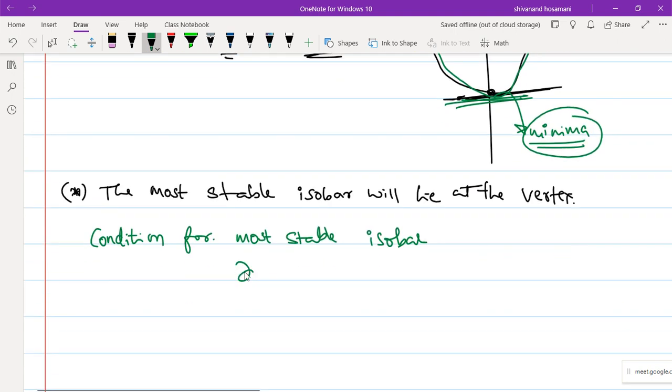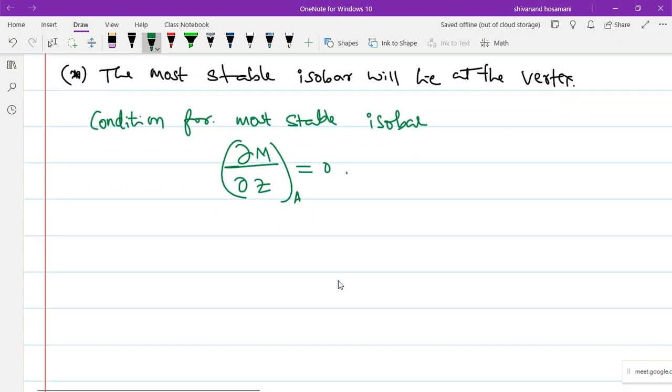So this mass is a function of Z. If you take the dou m divided by dou Z for a particular mass number, that is equal to 0. So here we have that expression, right? Once you look at this expression, I get that M(Z, A).